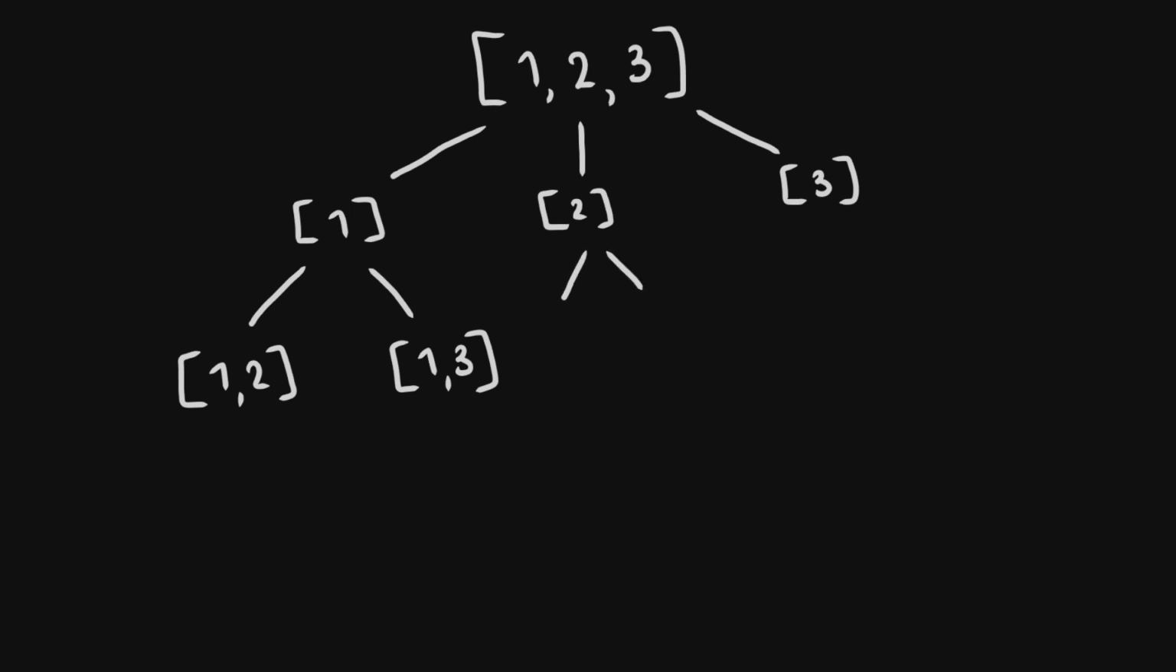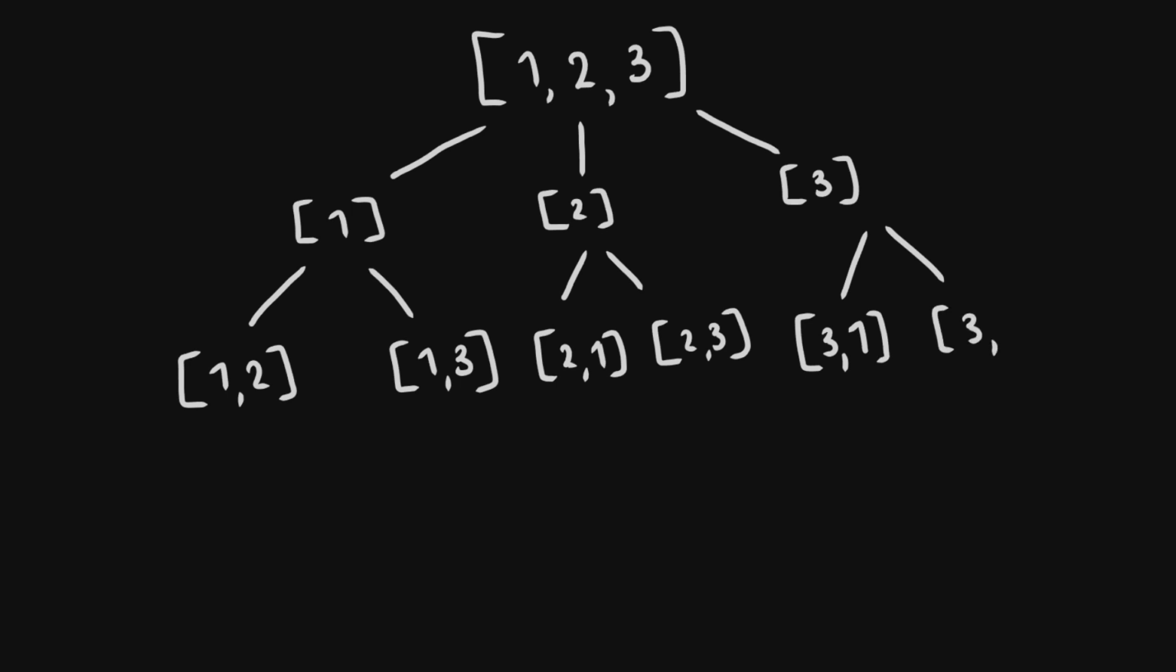We can have 2, 1, or we can have 2, 3. We can't have 2, 2 because we already used the 2 element. And then for the 3 path, we can have 3, 1, or we can have 3, 2. So these are all the 2 element permutations, you could say. We need 3 elements in a permutation, so we can continue on with the last option.